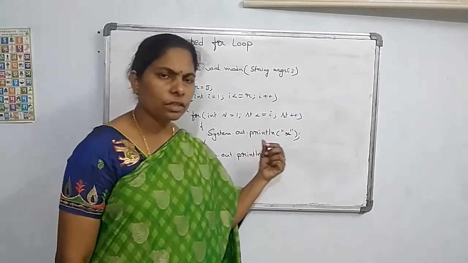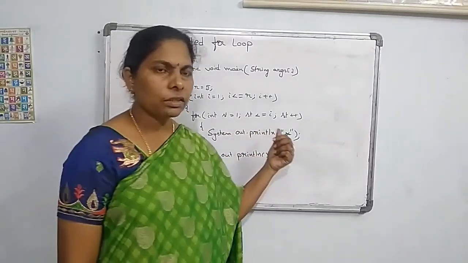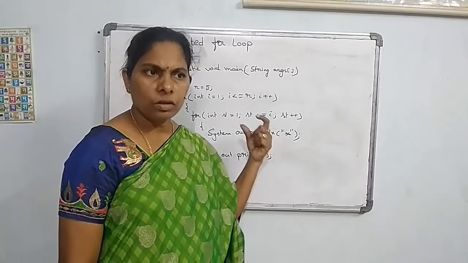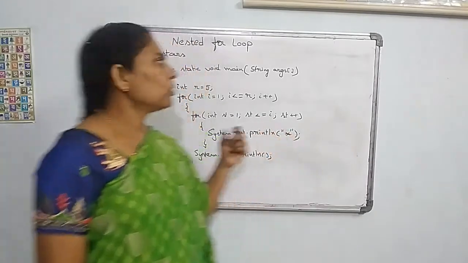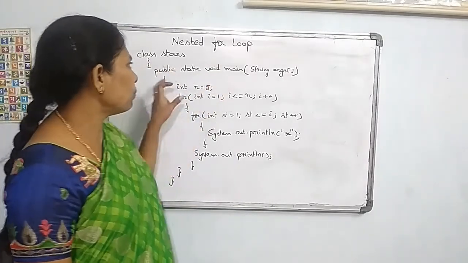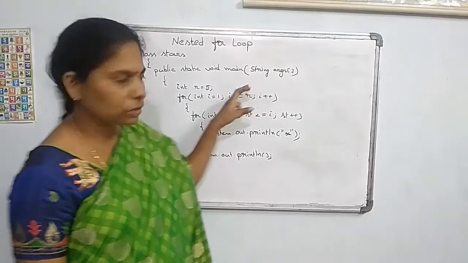Okay, now we will take one example. Within the example, I want to print a triangle shape of stars. I am taking the class Stars. This is the main function, public static void main.